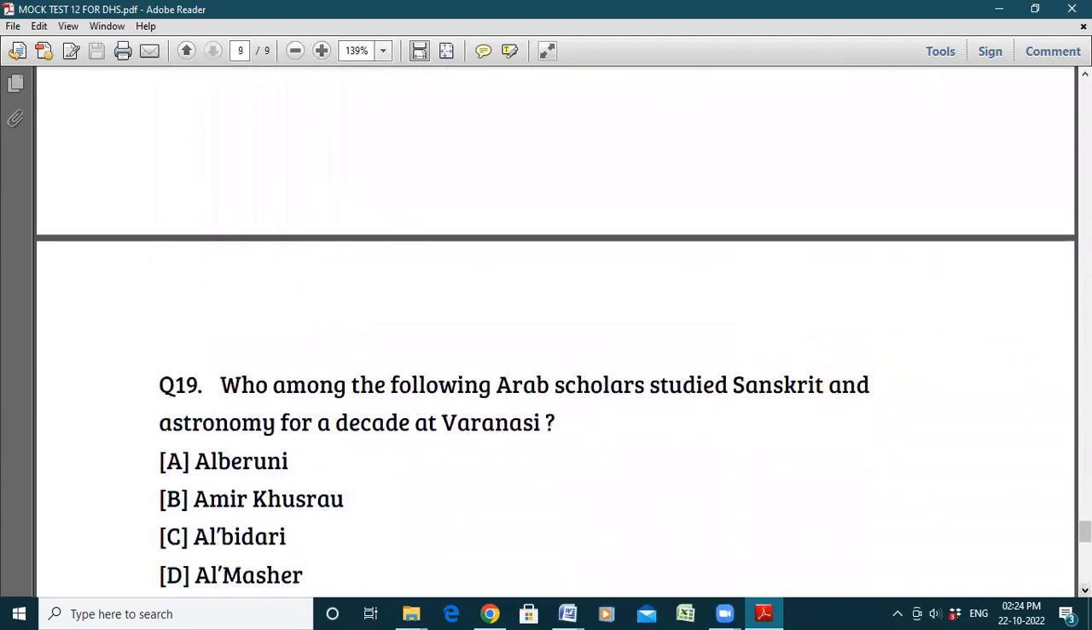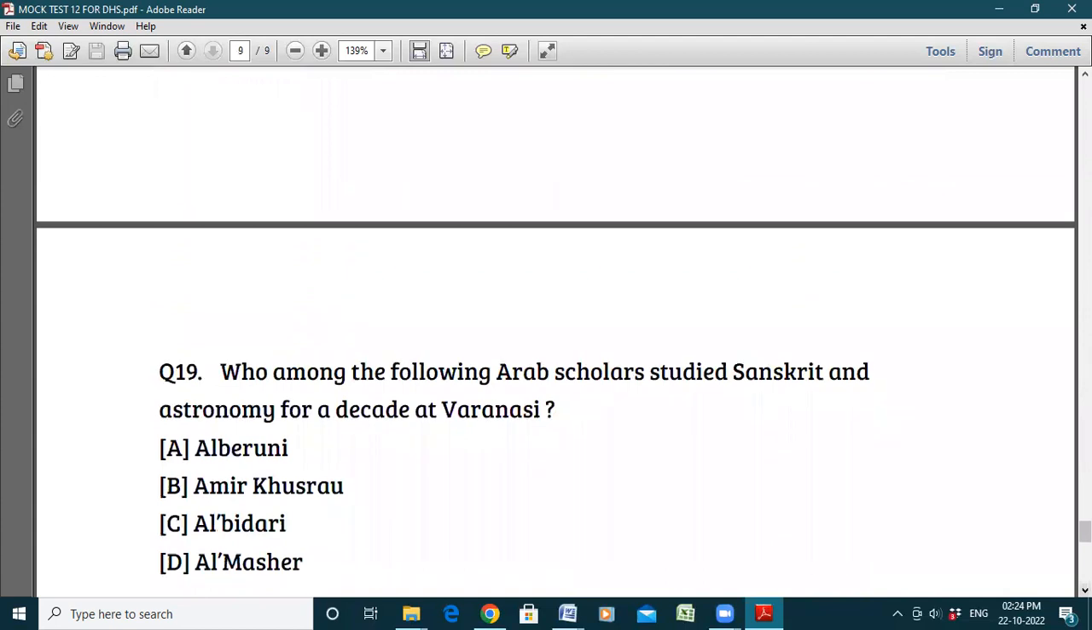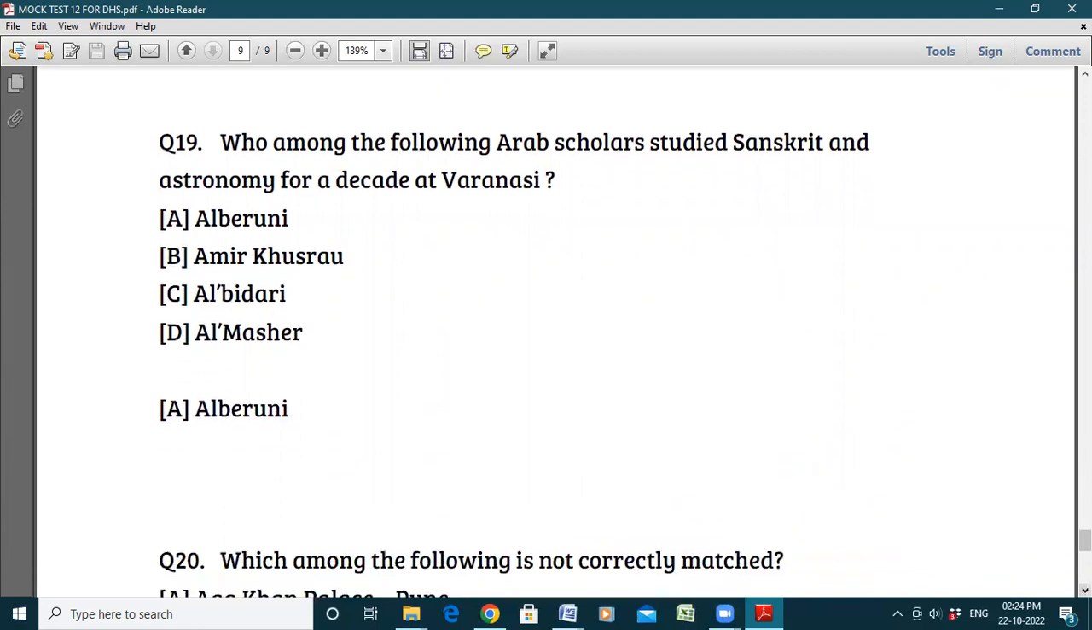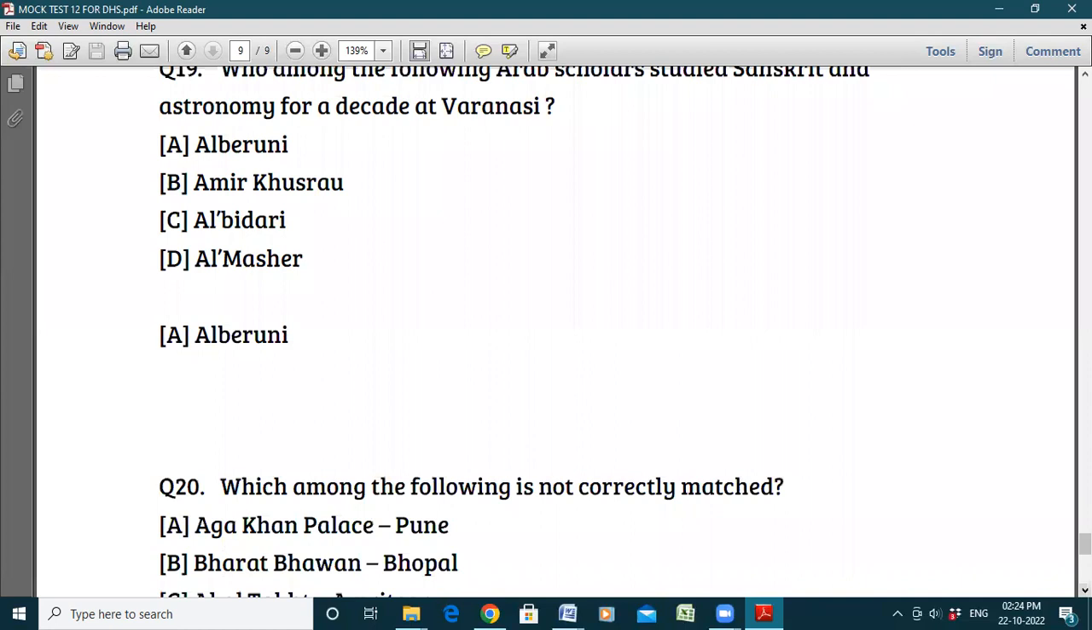Then question number 19: who among the following Arab scholars studied Sanskrit and astronomy for a decade at Varanasi? That Arab scholar stayed for a decade and learned Sanskrit and astronomy in Varanasi. The answer is Al-Biruni. So option A, that is Al-Biruni, is the correct answer.